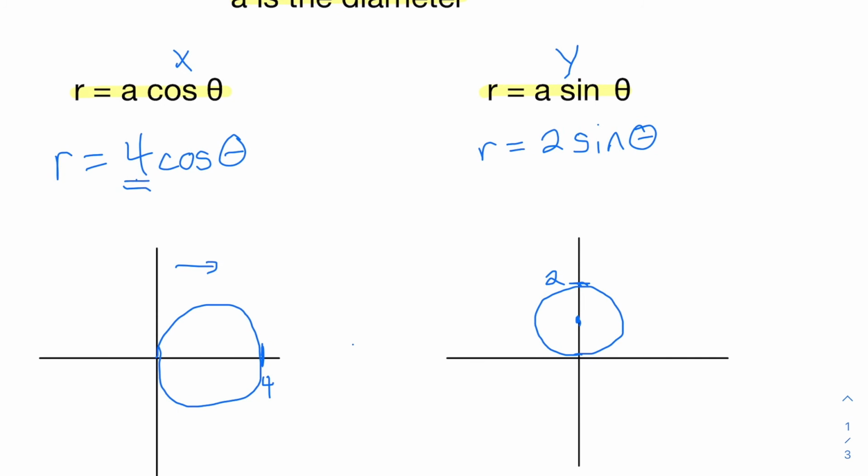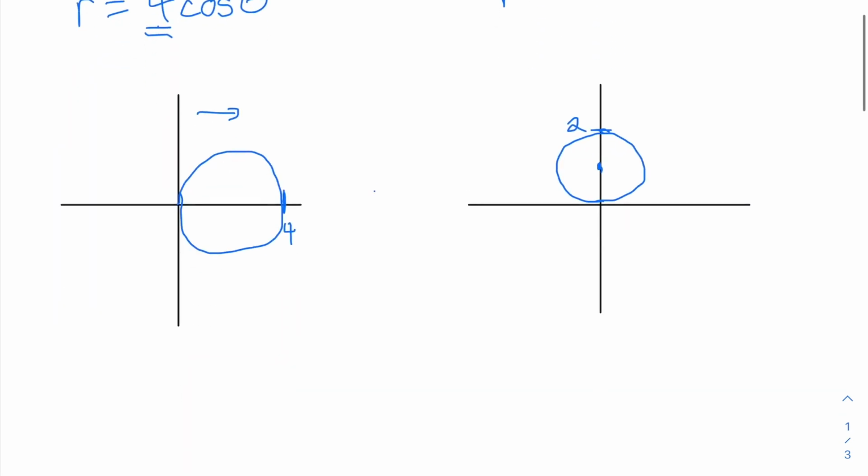Let's take a look at just two more quick examples. We'll include some negatives just to make sure we're comfortable recognizing those. So here we'll do r equals negative 3 cosine theta, and we'll do r equals negative 5 sine theta. If you want to pause and try it out on your own real quick, you can. But if you want to jump ahead and get right into graphing those.